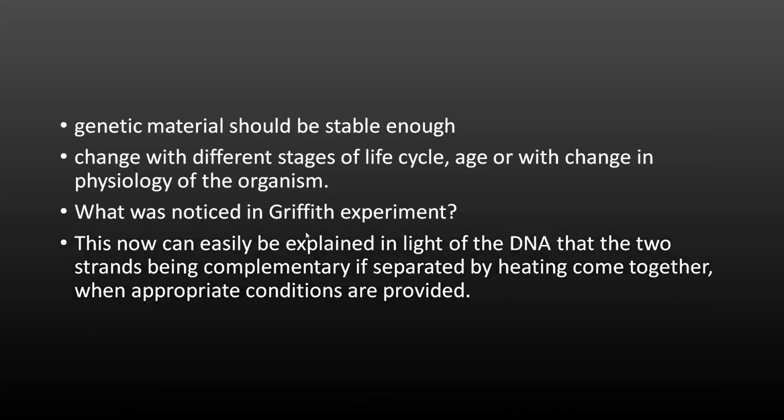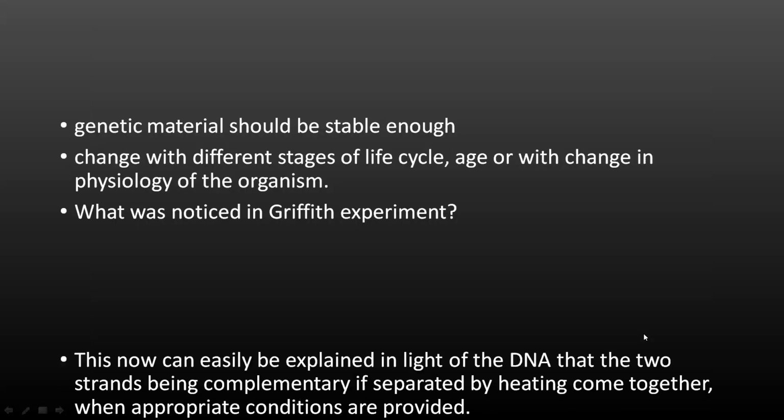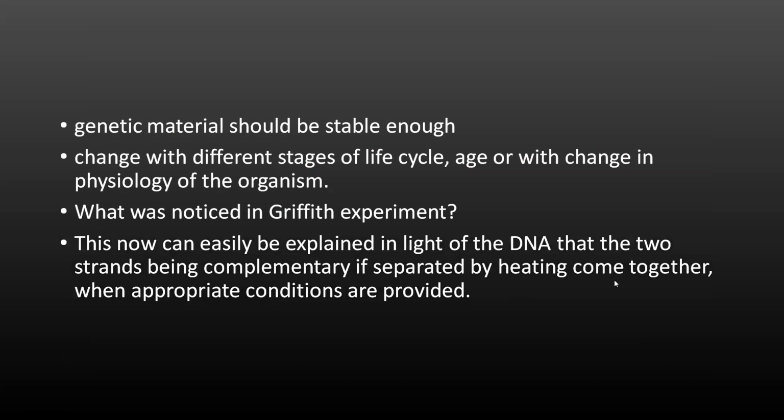So DNA is stable. This can now be easily explained in the light of DNA having two complementary strands. So what must have happened? DNA is having two strands, so they must have separated. When heat is supplied, there is the hydrogen bond. When we supply heat to a bond, the bond breaks and they separate. But when the favorable condition arrived, the two strands joined again and formed the DNA molecule back. That's why this DNA molecule was found in the mice blood sample. It separated on heating and came together when appropriate conditions were provided.